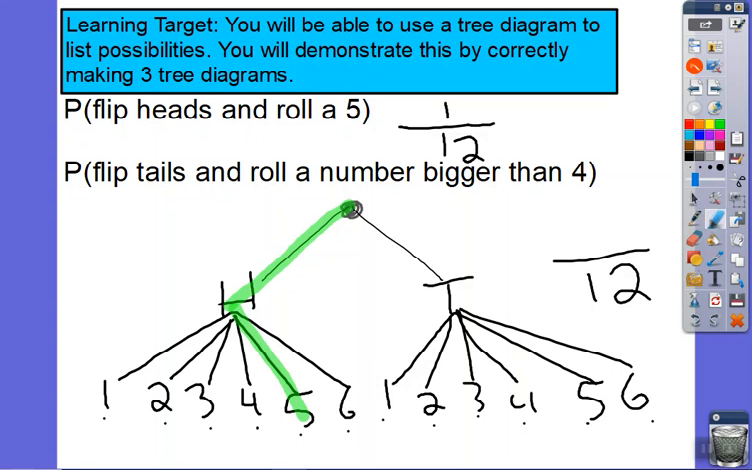The second one here is asking what is the probability of flipping tails, okay, and then rolling a number bigger than 4. So that could be both the 5 and the 6. So counting down here how many red paths I've made, 2 red paths, so that is a 2 out of 12 possibility.